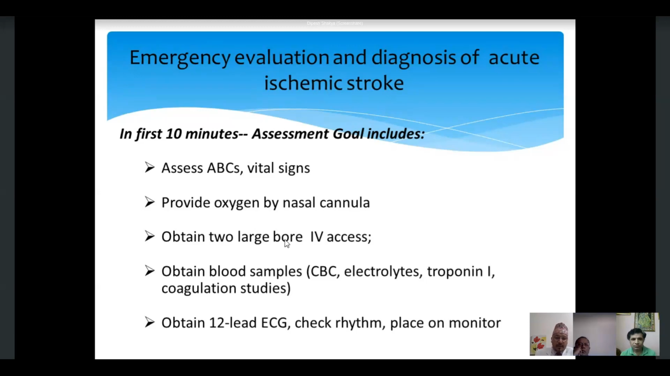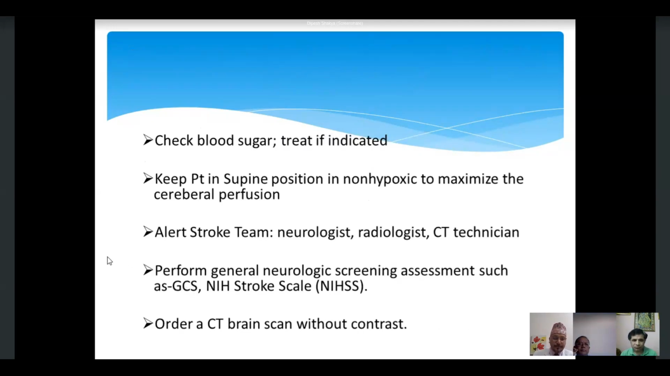Obtain two large bore IV access. Obtain blood samples, including CBC, electrolytes, and troponin I, because most of the time the stroke patient may have a coexisting MI. Coagulation studies, including PT/INR, APTT, and platelets. Obtain a 12 lead ECG, because atrial fibrillation is common among stroke patients and they have to be monitored as well. Check blood sugar, treat if indicated. The very easy investigation, and the only one required for thrombolytic therapy, is blood sugar. We can do the blood prick test and treat if it is necessary.